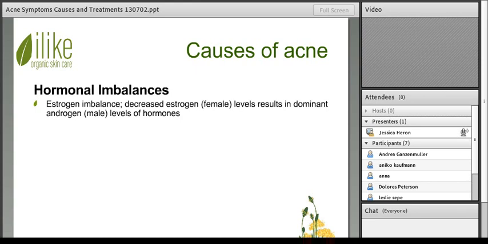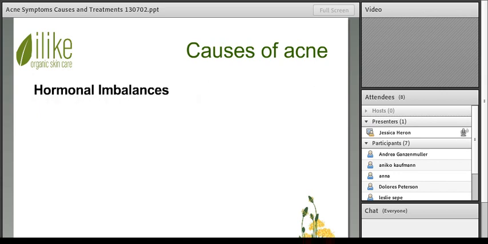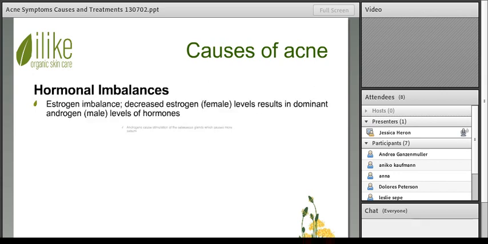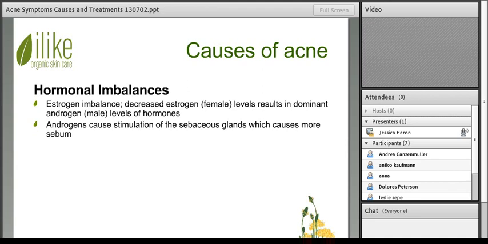Hormonal imbalances, and this is very, very common. Hormonal imbalances like an estrogen imbalance, which would be in females, a decreased estrogen, which is a female hormone. Those decreased levels of estrogen result in a dominant androgen, or male, level of hormones. Fun. That's so much fun. Androgens cause stimulation of the sebaceous glands, which causes more sebum.